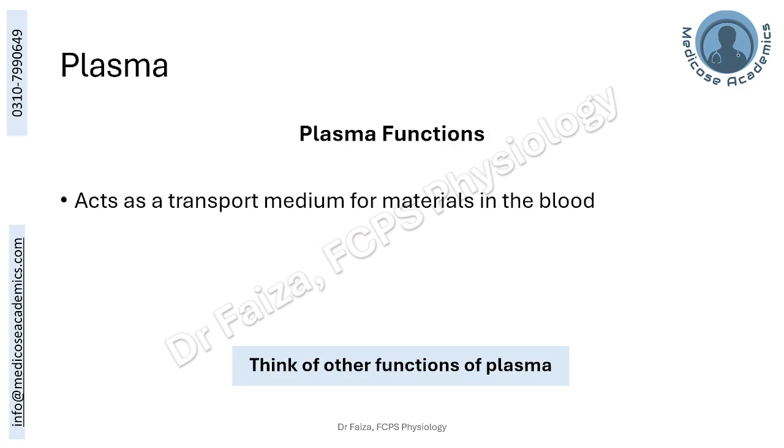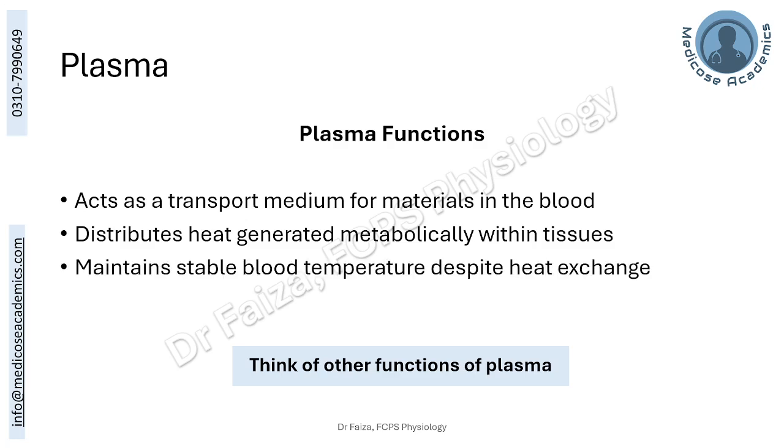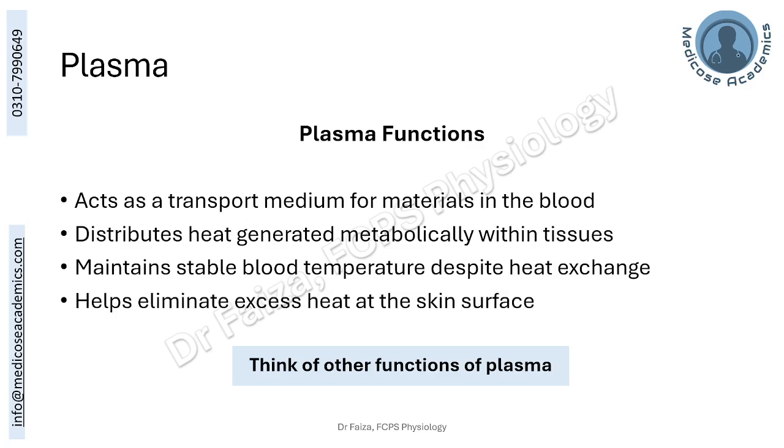Plasma, if we talk about the functions, is majorly a transport medium for materials. It also helps in distribution of heat between the tissues. For example, in case of hyperthermia, it distributes the heat to the peripheral cutaneous vessels, from where it is lost to the environment. It helps in maintaining a stable blood temperature despite heat exchanges, and helps in elimination of excess heat from the skin surface.